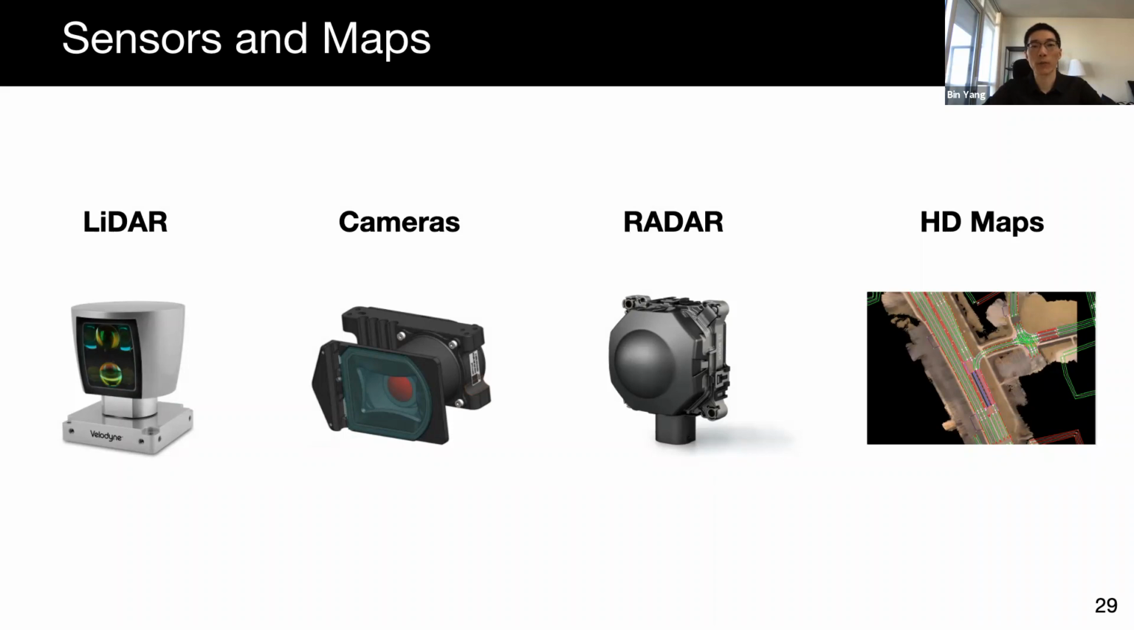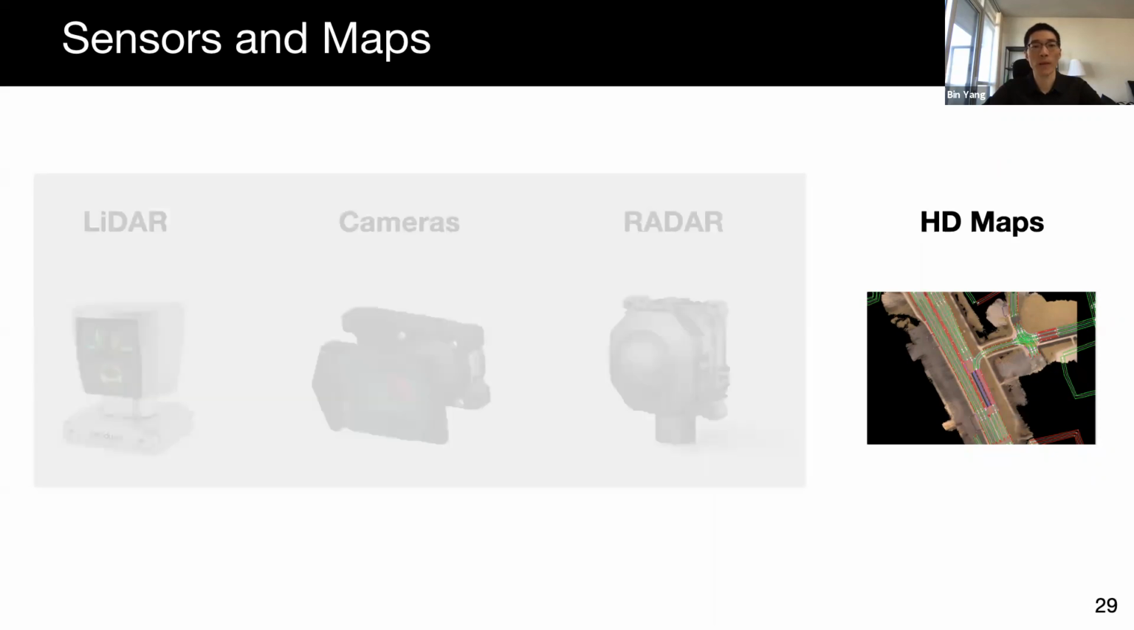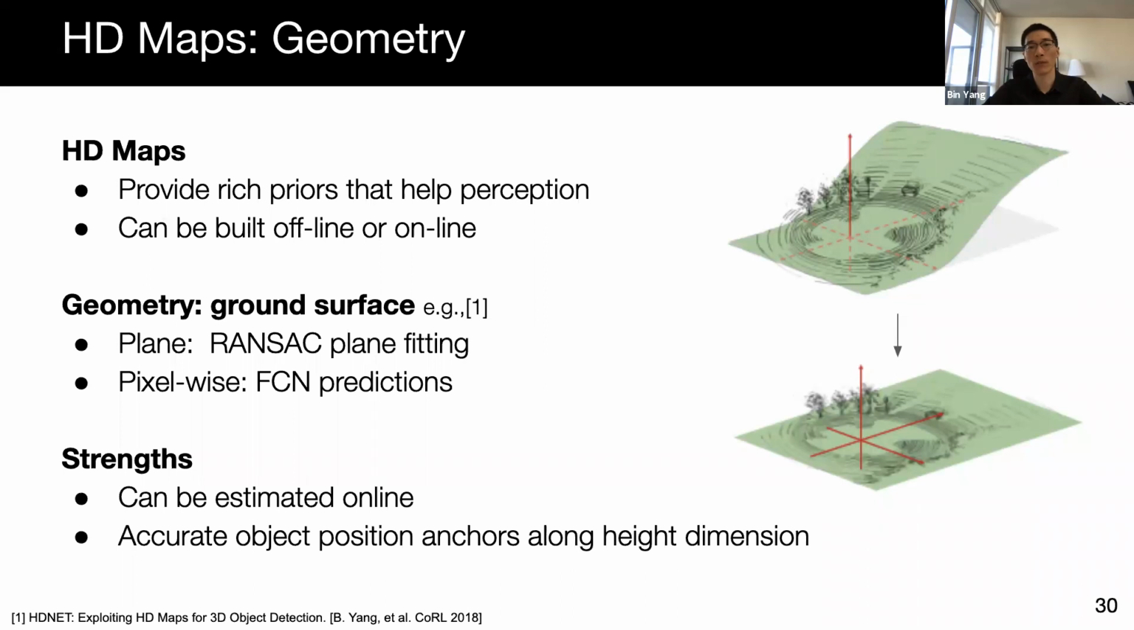So far, we have reviewed 3D perception from 3 different sensors. In self-driving, there's also a lot of prior knowledge that we can use to improve system robustness. One such example is high-definition maps. HD maps provide two types of prior knowledge: the 3D geometry of the environment and the roadmap semantics.